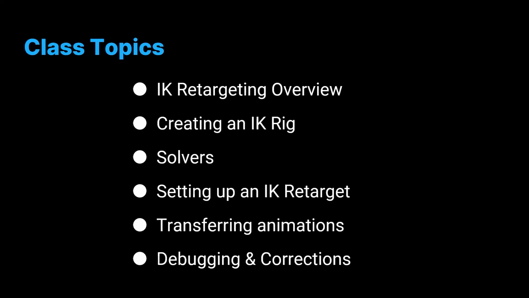So we're going to go over creating an IK rig using retargeting chain authoring, mirroring chains, solvers, setting up an IK retargeter using the skeleton hierarchy tree, transferring animations from one character to another, debugging and correcting animations that come over with issues, and then we'll look into different methods of adjustment, including modifiers, speed planting, offsets, and stride warping.